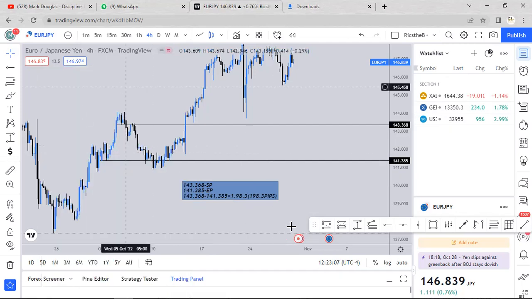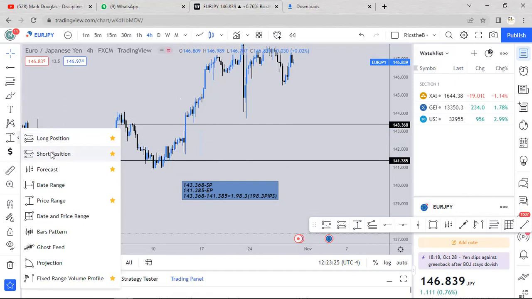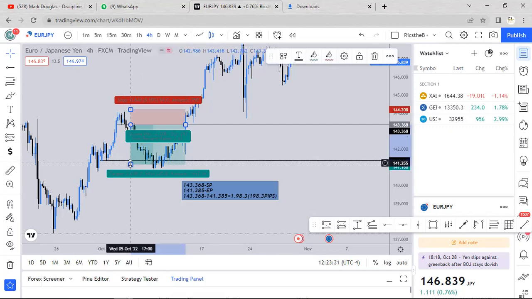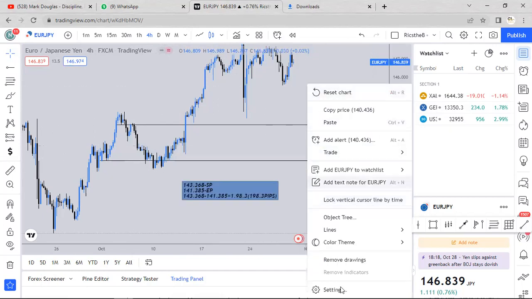Again, you can do this using the price range tool, just like that. You can see it's around 198 pips. You don't really have to calculate it manually, but it's really important for you to understand how to calculate it manually. You can also use the short position tool. That was your entry. Let's say your stop loss was there, and again your target was here. You can see it's 198.3 points. Again, it's all here. So again, you don't really have to do it manually, but it's really important to understand how to calculate pips.